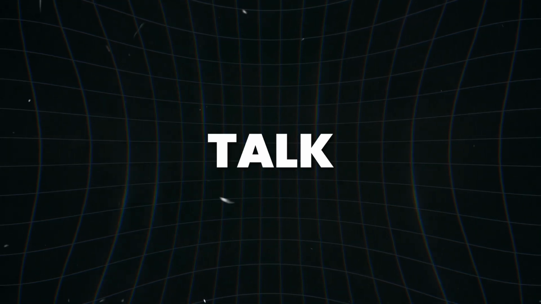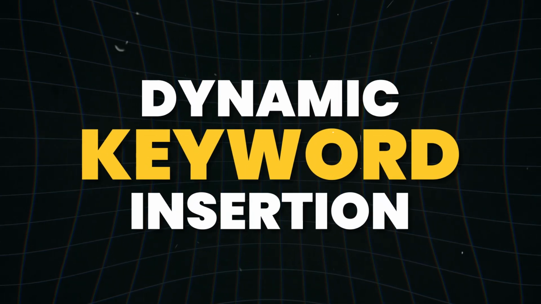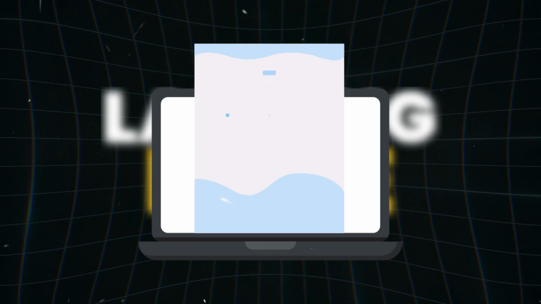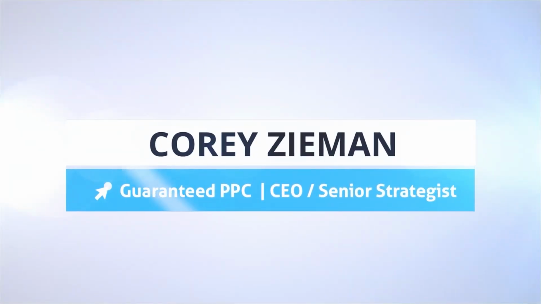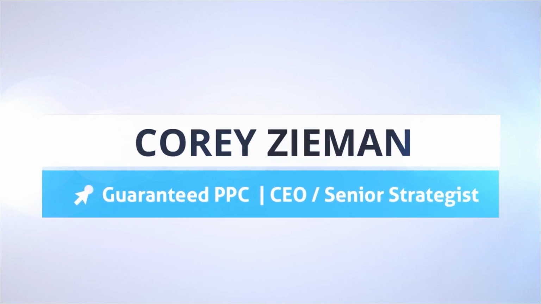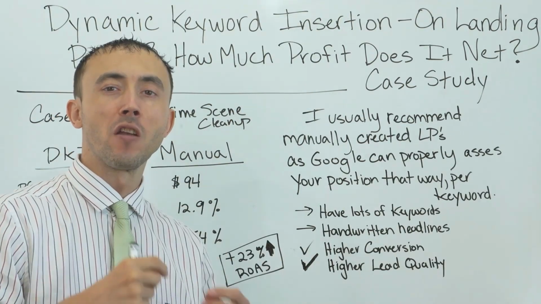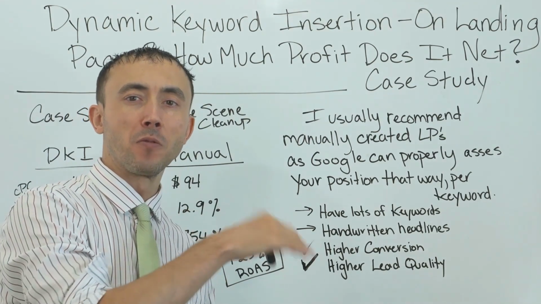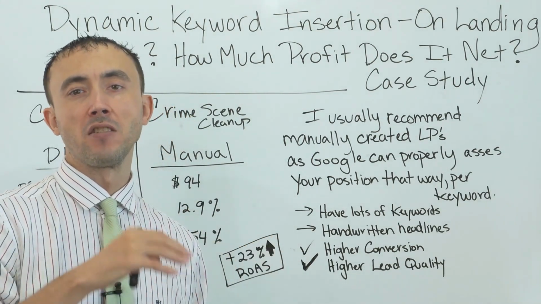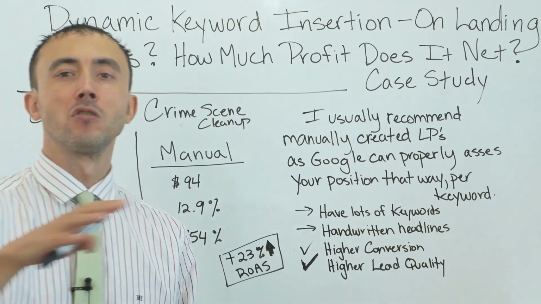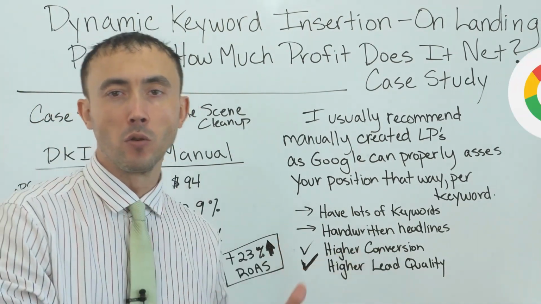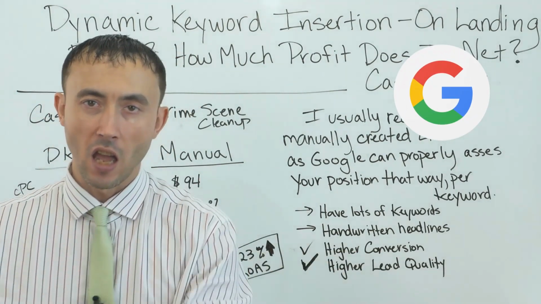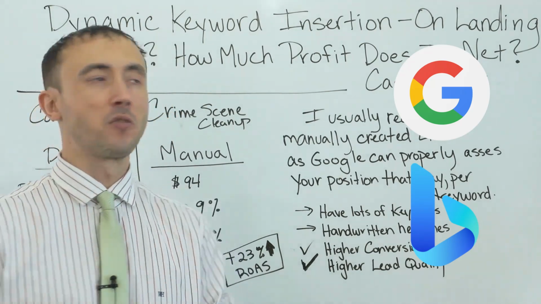Today's video, we're going to talk about dynamic keyword insertion on landing pages and how much profit it actually nets using a dynamically generated or swapping headline on your landing pages that you're driving from your Google ads or whatever campaigns that you're driving traffic to your landing pages. For the most part, we're talking about Google search ads and Bing/Microsoft search ads.